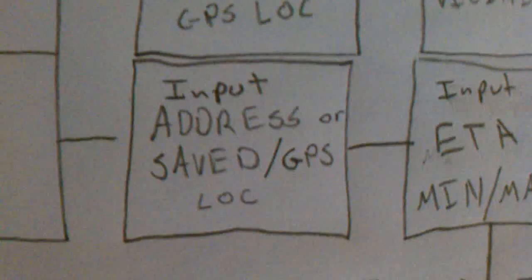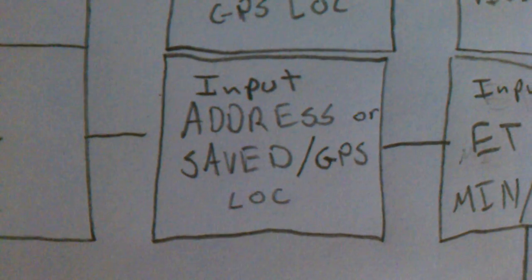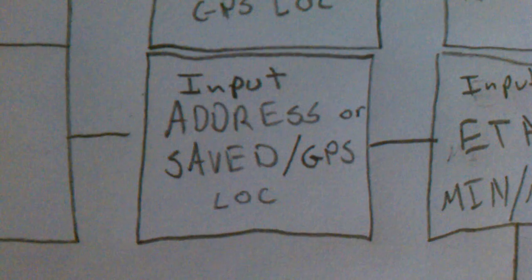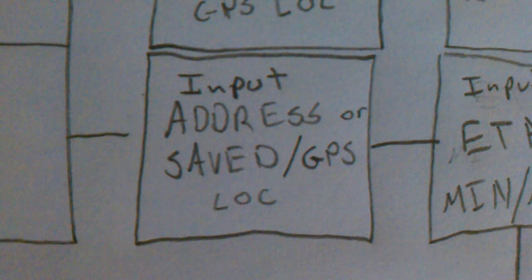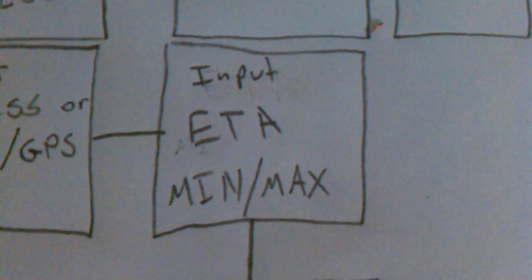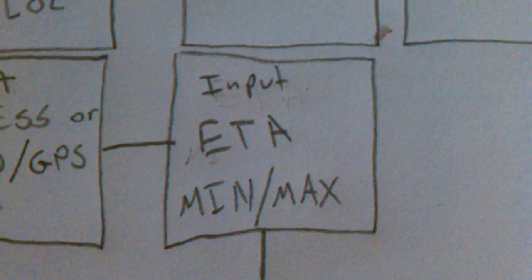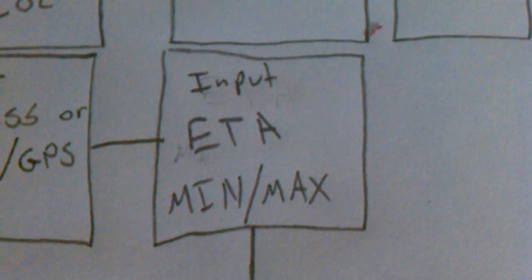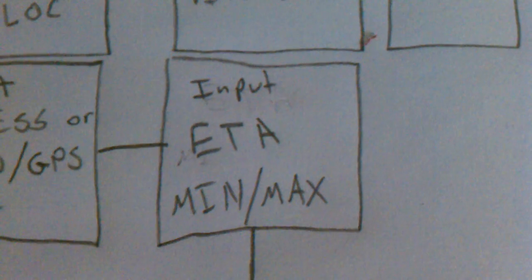The seller must input his address or saved location or GPS location. Then he is to input his ETA. He should give a window, so a minimum and a maximum ETA would be required here.